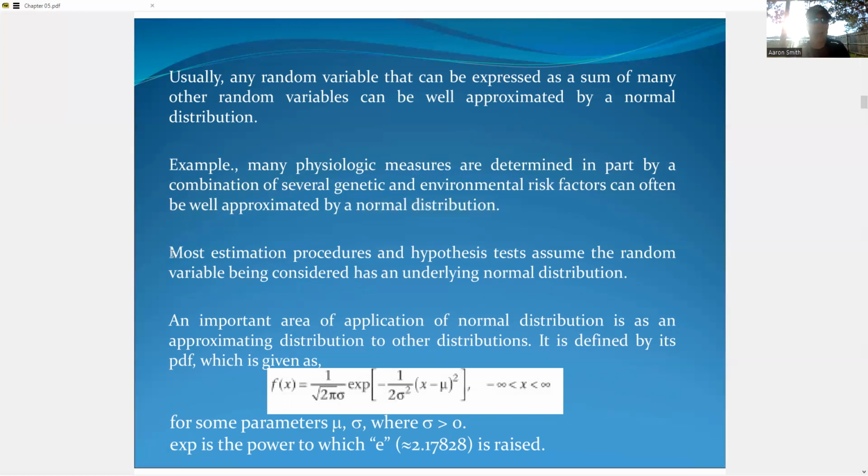A lot of estimation procedures and hypothesis tests assume that the random variable being considered is, under the hood, a normal distribution.